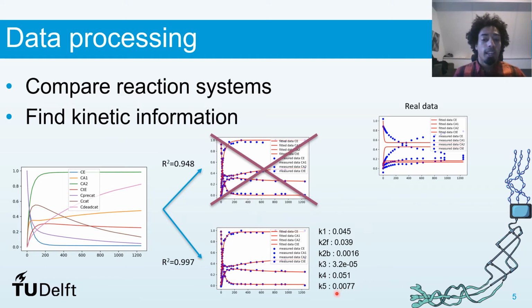What we get out of that is not just useless constants A, B, C, D. We get rate constants, actual kinetic constants, K1 to K5, with values that fit our real data best. Because real data, as you see here on the top right, is still a little bit different. Our assumed systems have a hard time fitting our real data.